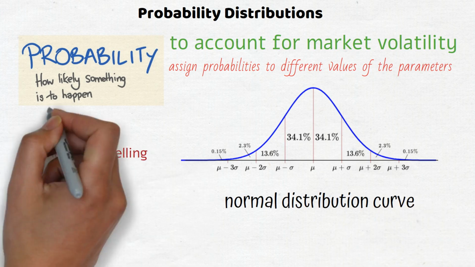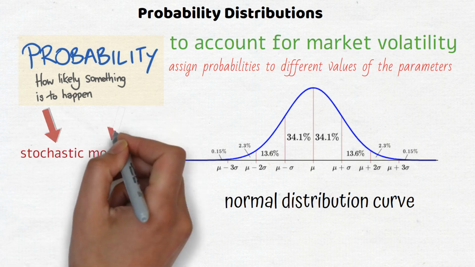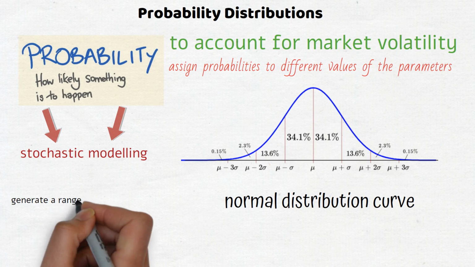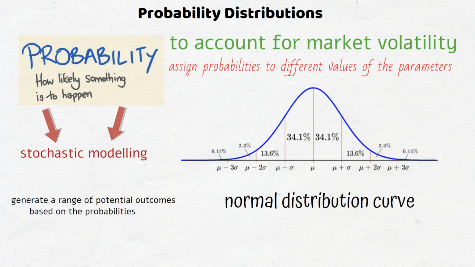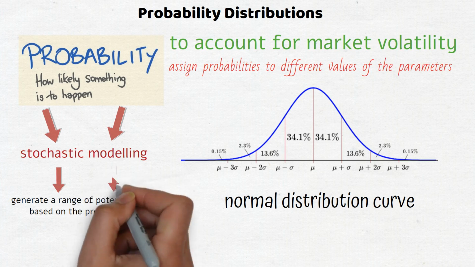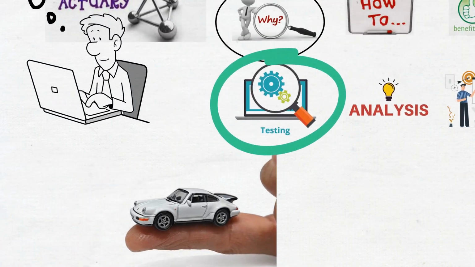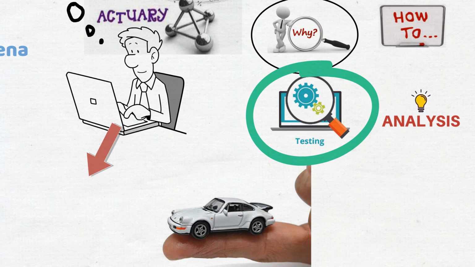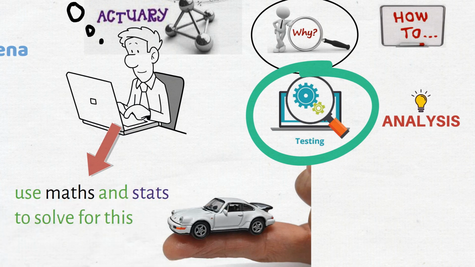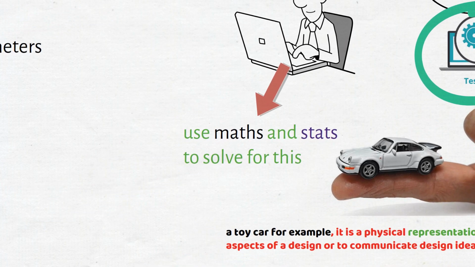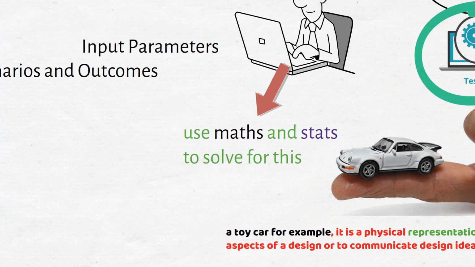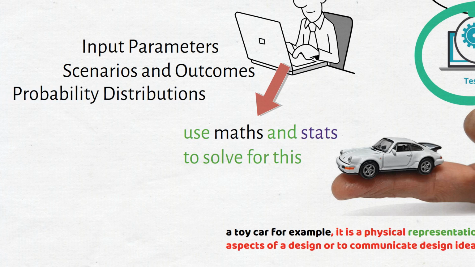This means that instead of providing a single best guess or best estimate, as they call it in practice, we generate a range of potential outcomes based on the probabilities assigned to different parameter values. Actuaries use a variety of mathematical and statistical techniques to simulate these scenarios and analyze their impact on the financial projections. So through this process, they can gain insights into the potential risks and rewards associated with the different investment decisions.